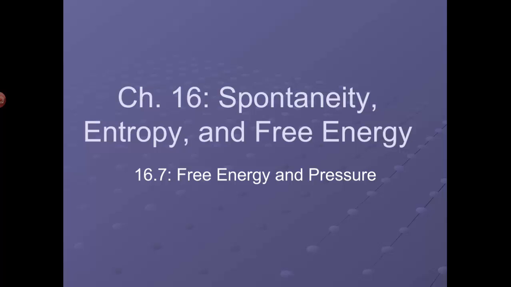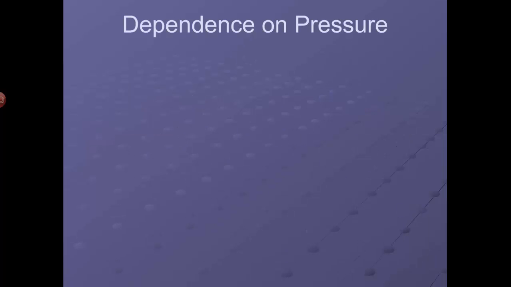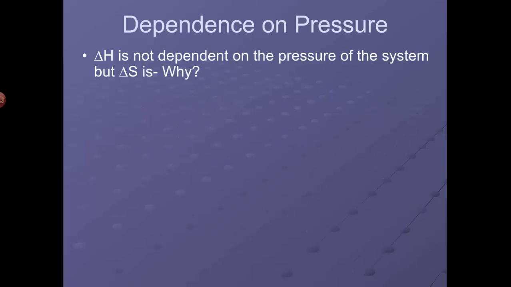All right, so we're going to take a look at the relationship between Gibbs free energy and pressure of a system. So we know that the enthalpy is not dependent on the system, but the entropy is. Enthalpy is just heat change, but delta S is entropy change. So why would that be dependent on the pressure?